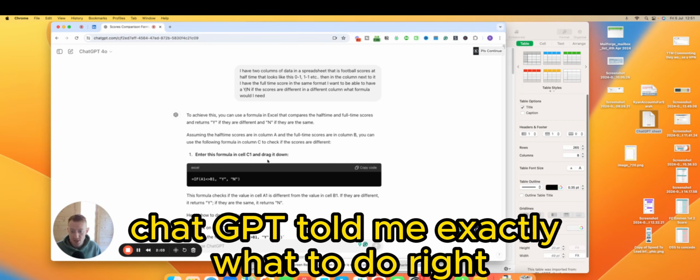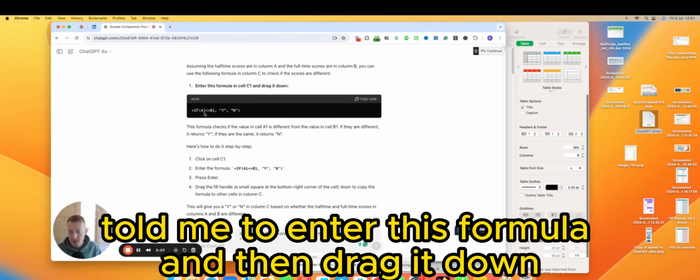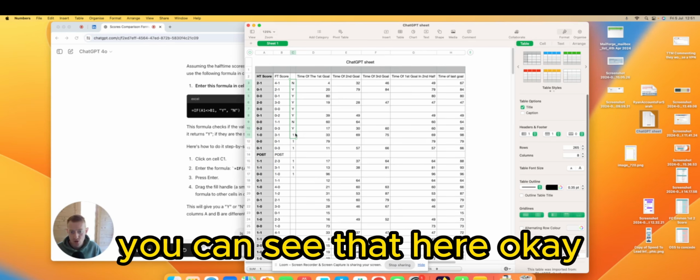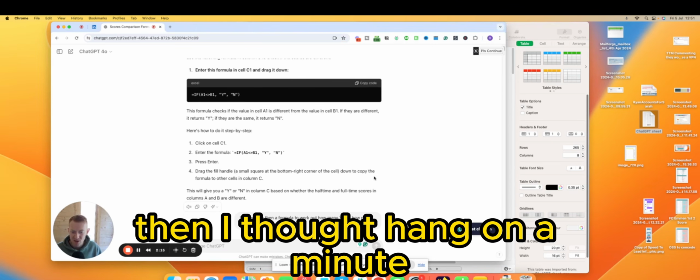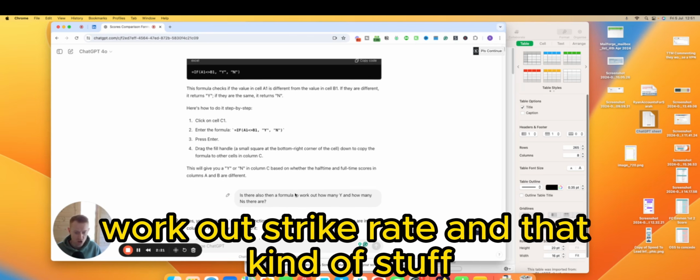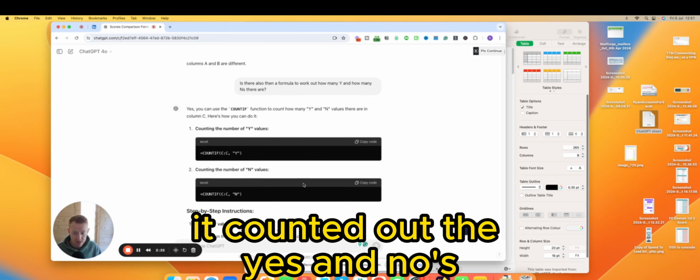Okay. ChatGPT told me exactly what to do, right? Told me to enter this formula and then drag it down, which is exactly what I did. You can see that here, okay? Then I thought, hang on a minute. I want to know how many yeses and nos there are so I can actually work out the strike rate and that kind of stuff. So then I did that and it counted out the yes and nos.